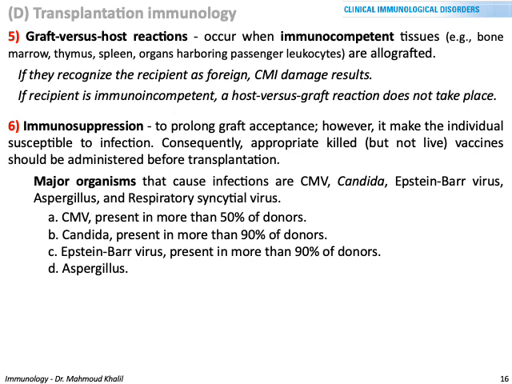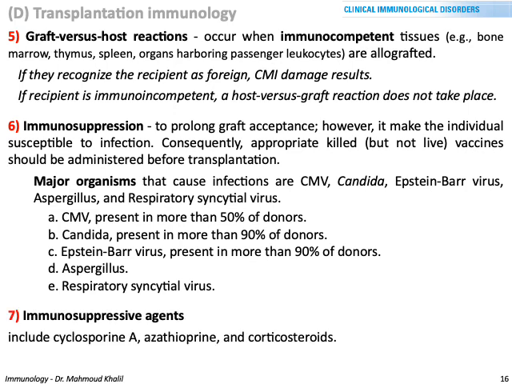Scientists have seen that CMV is present in more than 50% of the donors, while Candida is present in more than 90% of the donors. Epstein-Barr virus is present in more than 90% of the donors as well, and Aspergillus as well. Respiratory syncytial virus is present as well.